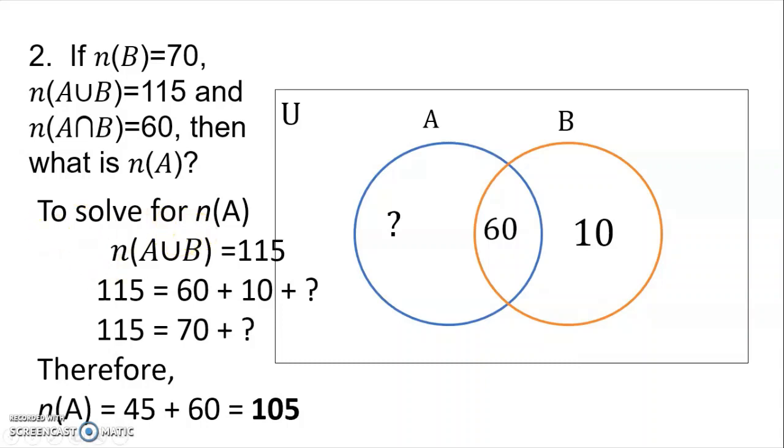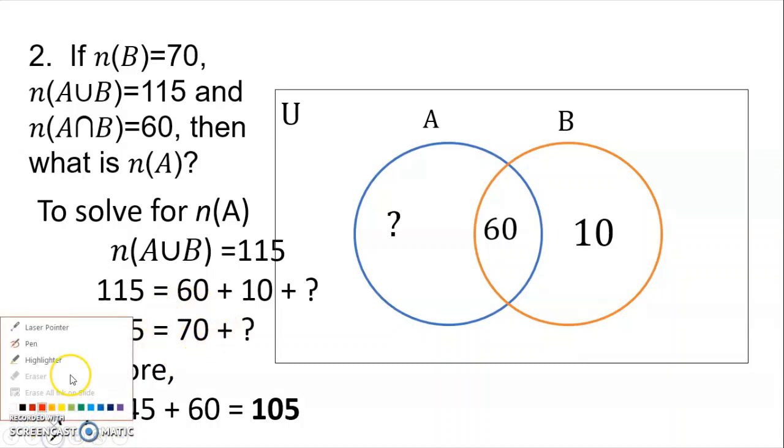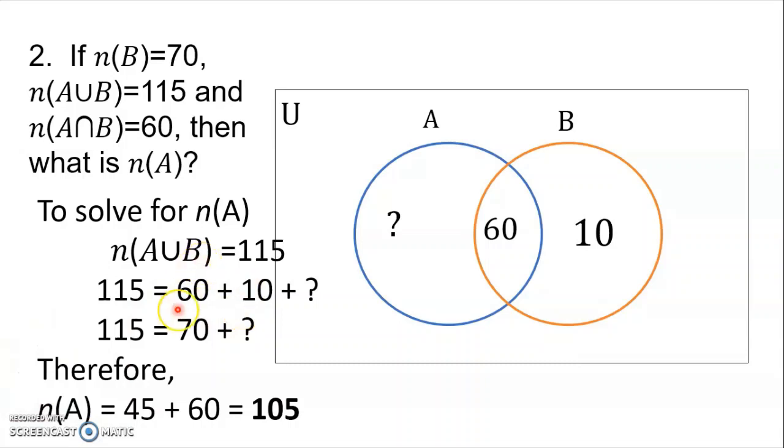Ayan. Para mahanap yung cardinality ni set A, remember that given na ang union of the two sets is 115. So, 10 plus 60 plus itong question mark, dapat 115. Ayan o. So, dapat equal to 115 si 60 plus 10 plus yung question mark. Okay? So, pag we simplify, that would be 115 is equal to 70 plus yung question mark.